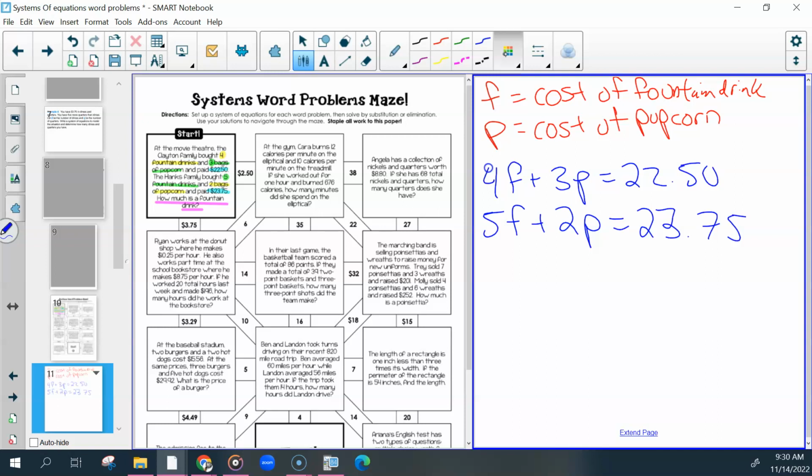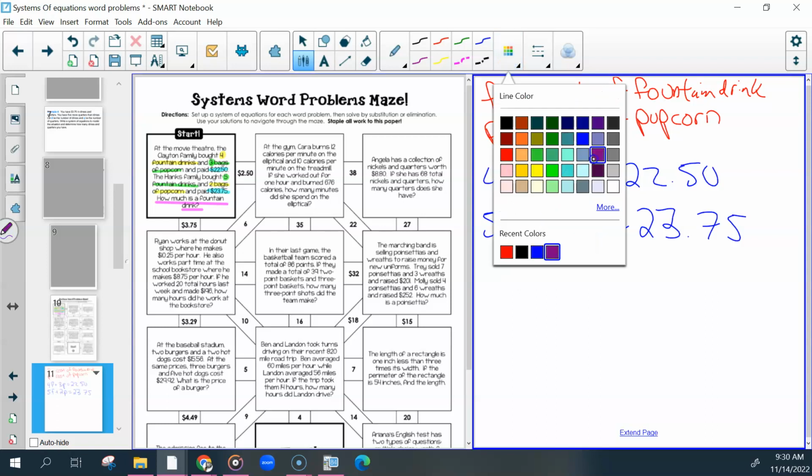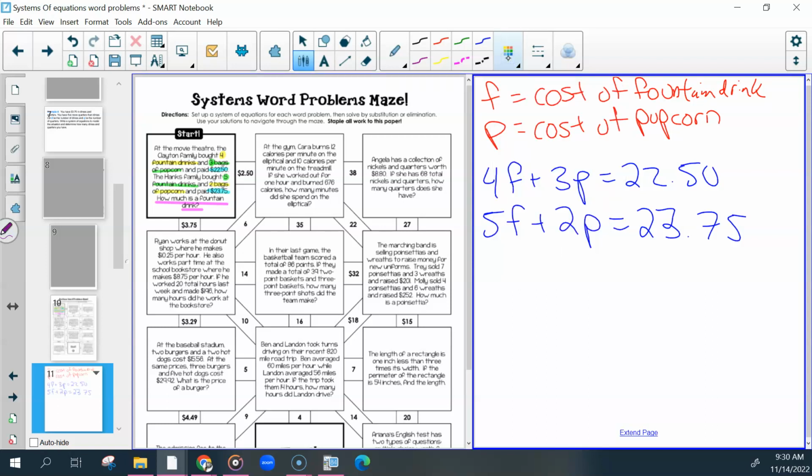So then, we're going to solve this one by elimination. Because we're specifically trying to find fountain drink, we want to eliminate the cost of popcorn so that all that is left is fountain drink. So we're going to eliminate our P's. We solve for F. Right now they are not the same. How would we make them the same? Multiply the first one by 2, the second one by 3.